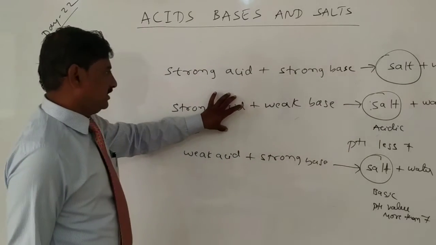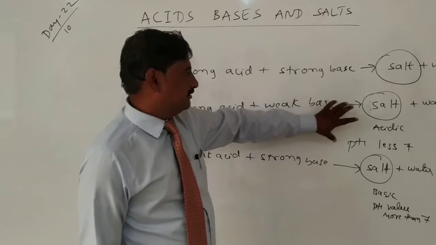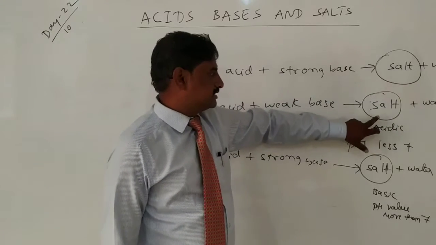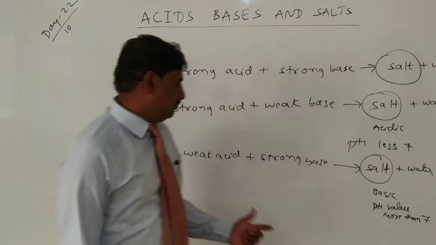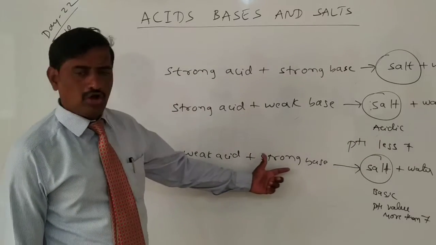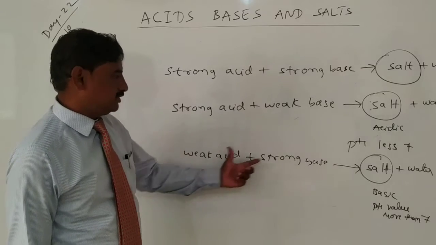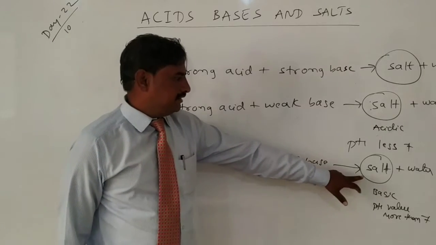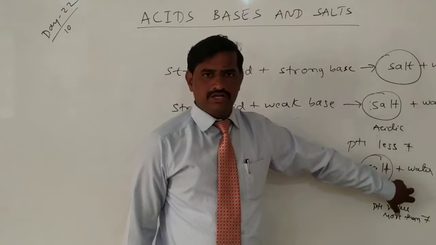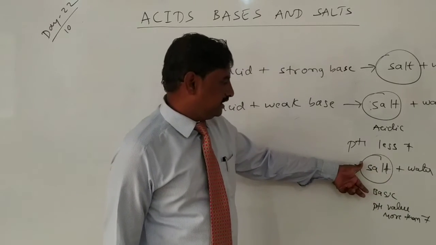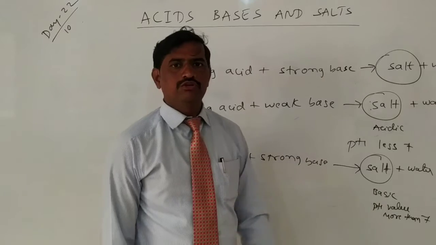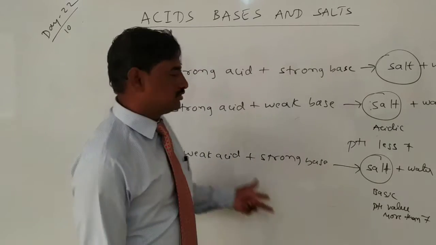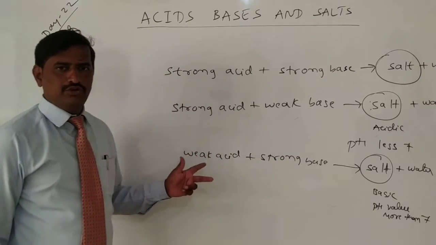When a strong acid reacts with a weak base, there is a salt and water. This salt is acidic, the pH value is less than 7. When a weak acid reacts with a strong base, usually there is a formation of salt and water. And here the salt is usually basic, and the pH value is more than 7. Okay, so these three reactions you should know.